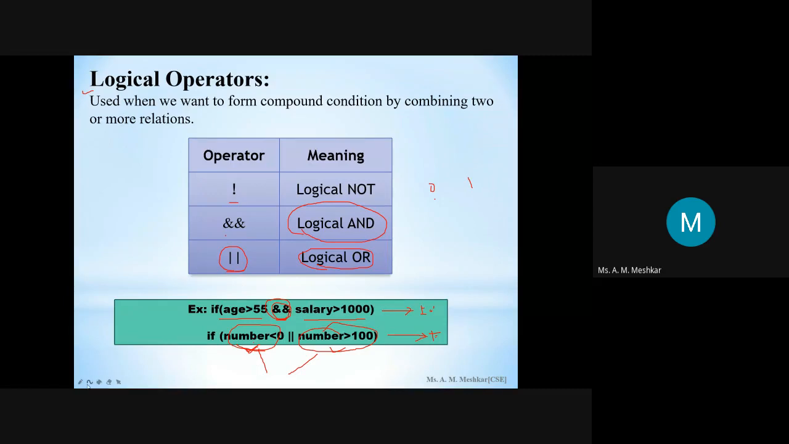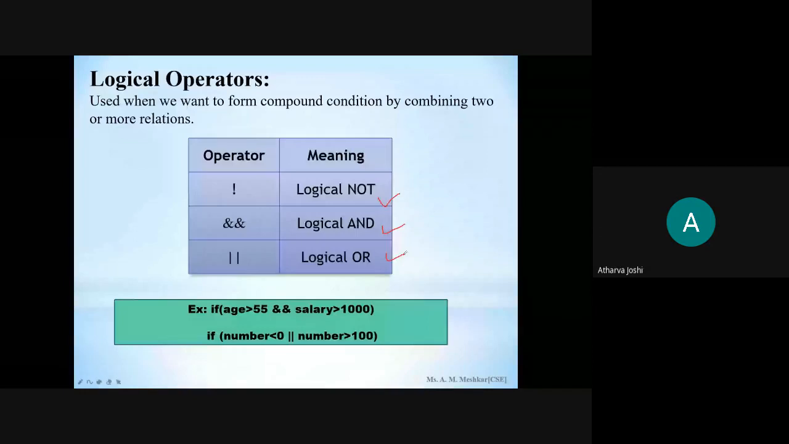You can note down the examples also. I hope you are familiar with the logical gates. Yes or no? Truth tables? Yes, ma'am. And the not operation, yes, ma'am. If the value is true, it makes it false. If the value is false, it makes it true.